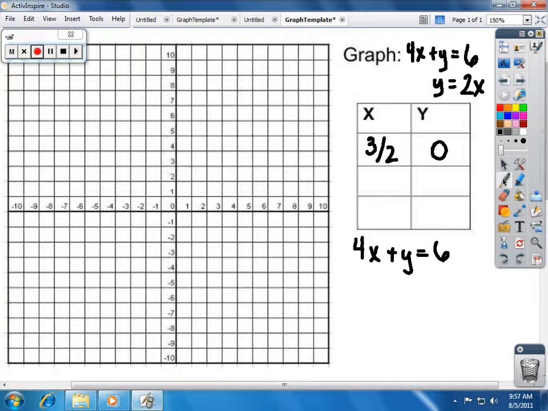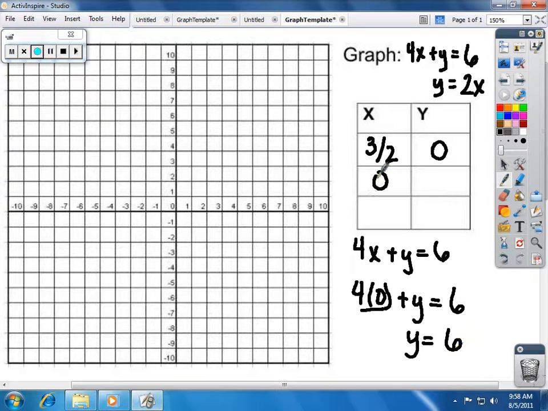Now we're going to go ahead and find the y-intercept. If you remember, we find the y-intercept by setting x equal to 0. So we will have 4 times 0 plus y equals 6. This term drops out, so easy enough, we're left with y equals 6. So the y-intercept for this graph is at the point 0, 6.